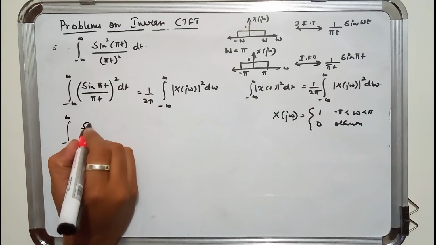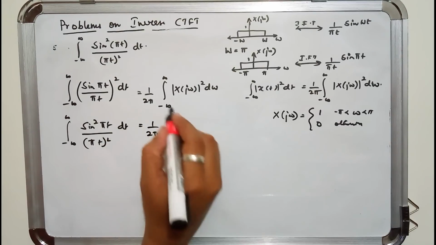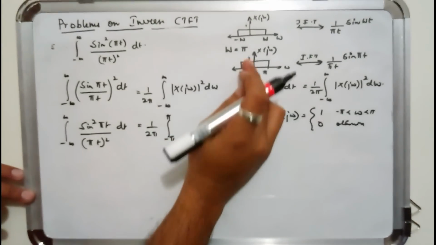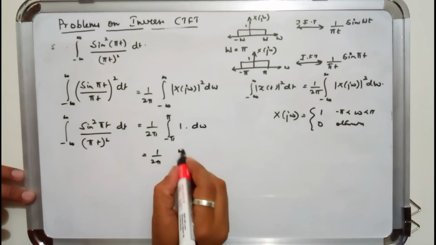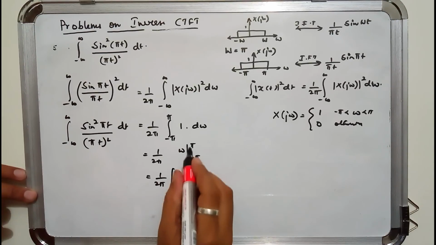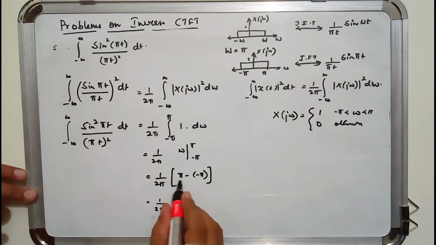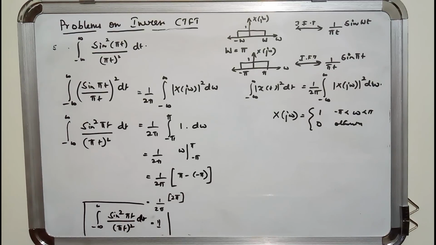So left hand side, it is sin square pi t divided by pi t whole square dt is equal to 1 by 2 pi. What is the integration limit? Minus pi to plus pi, because my x of j omega is existing between minus pi to pi. And what is its value, amplitude? It is 1 into d omega. So it is 1 by 2 pi into integration of 1 with respect to omega is omega from pi to minus pi. So I will be getting 1 by 2 pi into pi plus pi, it is 2 pi. So the answer is 1. So the integral from minus infinity to infinity of sin square pi t divided by pi t whole square dt is equal to 1.